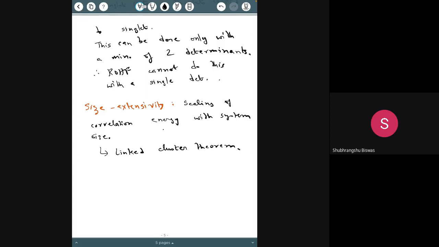And the next thing that I will tell you is what the ingredients of the coupled cluster theory are. So let's go to the coupled cluster formalism.